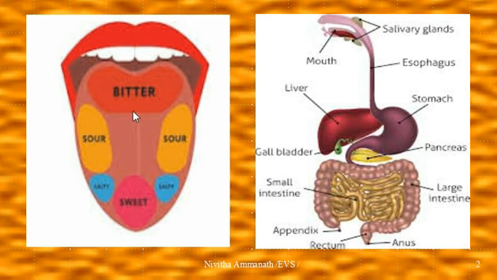What are the tastes in the tongue? This portion of the tongue tells you it is bitter. If you put something bitter here, bitter gourd if you put it here, you will not feel the taste. If you put it here, you will feel the taste. That is why when you are swallowing, you feel the bitter taste. This portion tells you it is sour. If you put a lemon drop here or here, you will not feel as much sourness as when you put it on the sides. Then you have this portion which tells you it is salty.